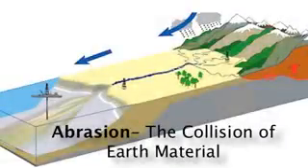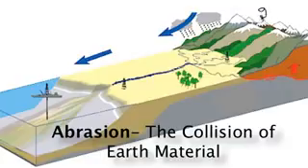Alright, so next we have abrasion, which simply means the collision of earth material. If you remember, earth material can be rocks, minerals, anything like that. And we can begin up here in the mountains, and we can go ahead and take a look at a glacier. Glaciers can certainly cause abrasion.